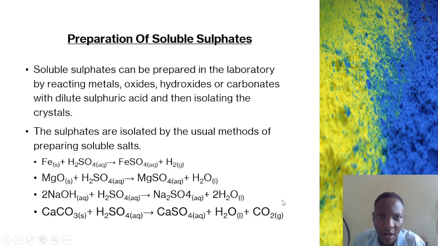So that's how you can prepare these soluble sulfates, simply by reacting the metals, oxides, hydroxides, or carbonates. These are just some of the examples we've used. For example, the metal here, then the oxide of magnesium. Here we've used the hydroxide, and then we've used the carbonate. So that's how you can prepare these soluble sulfates.